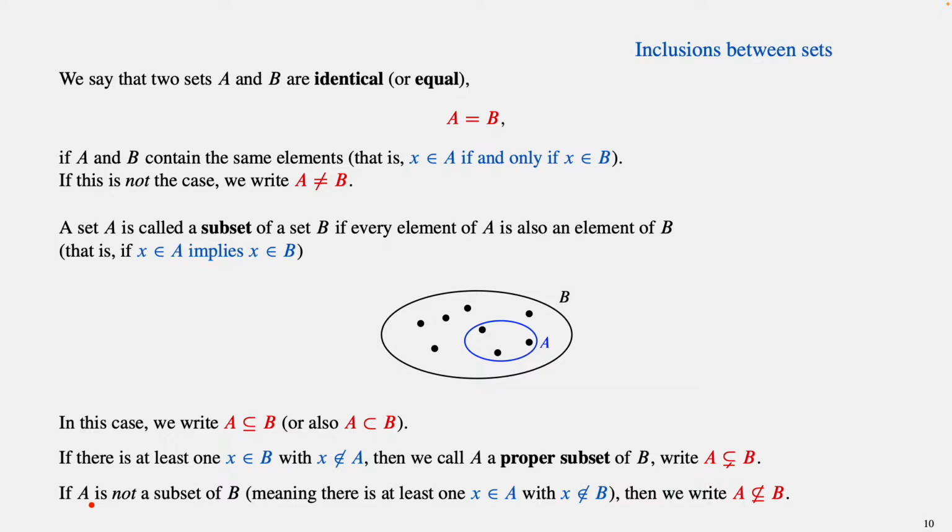And if A is not a subset of B, so there's at least one element x in A that is not contained in B, then we write this. We write A with a subset symbol crossed out, B. So please do not confuse these two notations here. This one means A is a subset of B, yes, but equal? No, A is not equal to B. Whereas this one means that A is not even a subset.